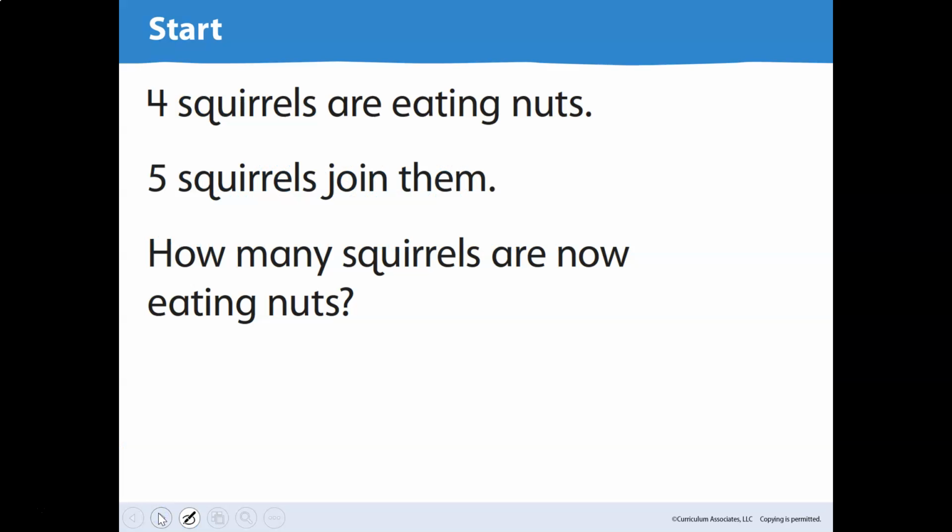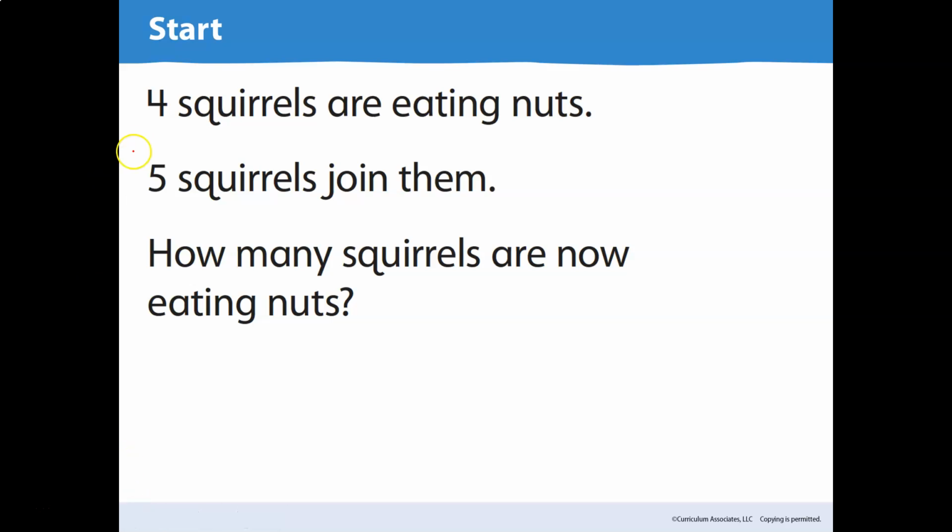First, on your whiteboard or a piece of paper, I want you to do this problem. 4 squirrels are eating nuts. 5 squirrels join them. How many squirrels are now eating nuts? We're joining, so we are putting together, so we're doing addition. Go ahead and figure that out. You can pause.